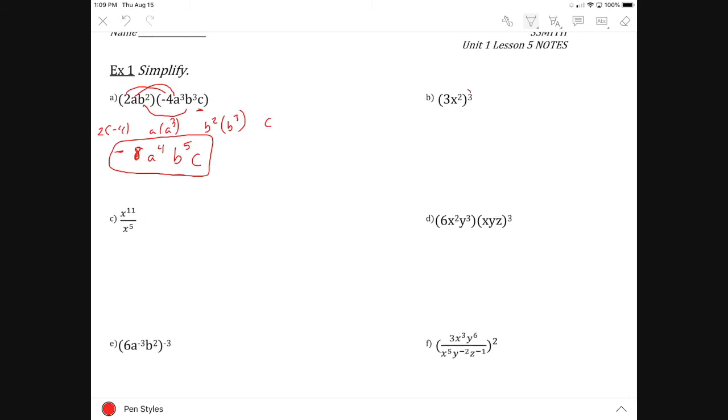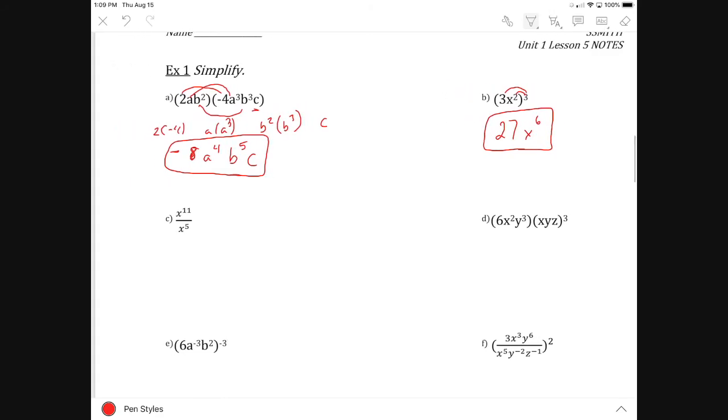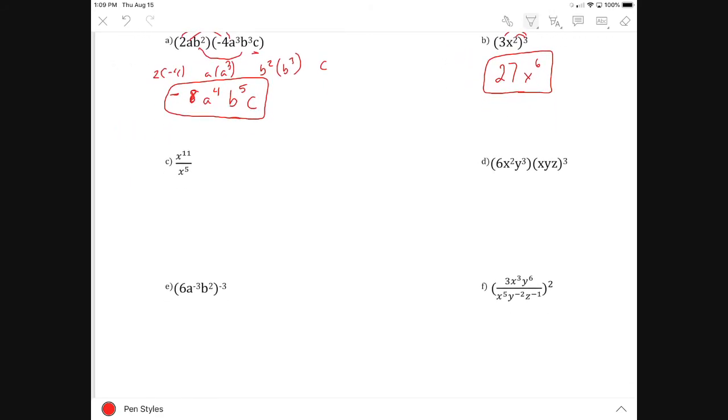So this one, remember our parentheses, we're going to distribute that exponent in. So it's going to be 3 to the 3rd, which is 27, x to the 6th, because you multiply that 2 and 3 when you distribute. Our next one is x to the 11th over x to the 5th. Remember, when we've got division like this, we're going to subtract 11 minus 5 and get x to the 6th.